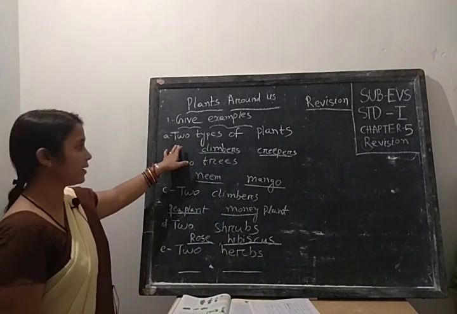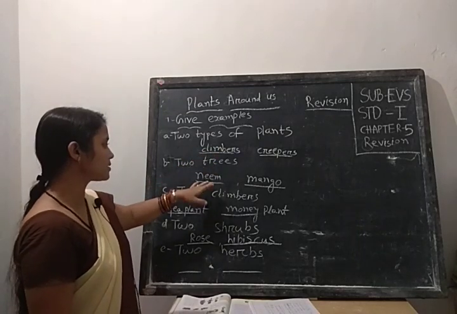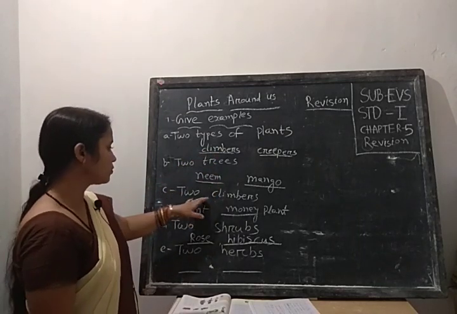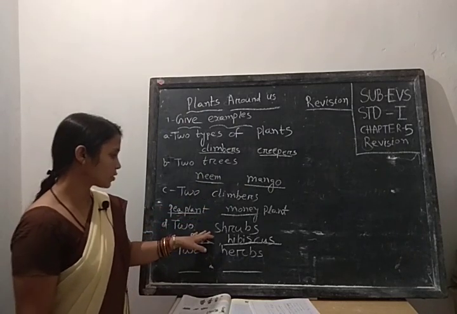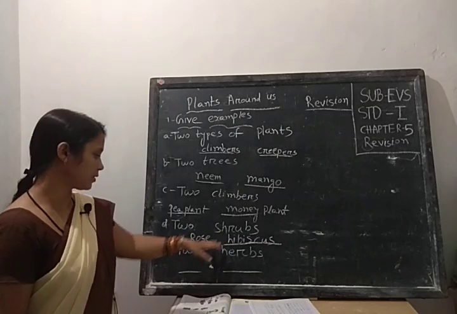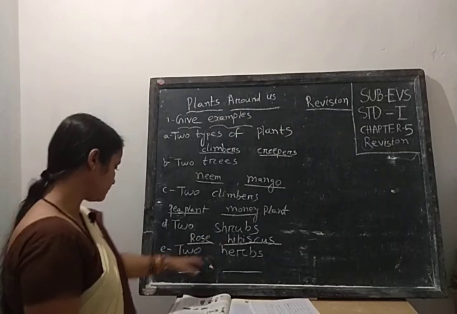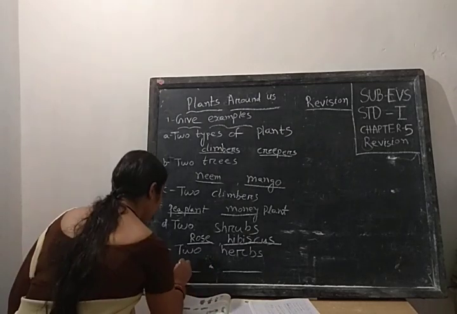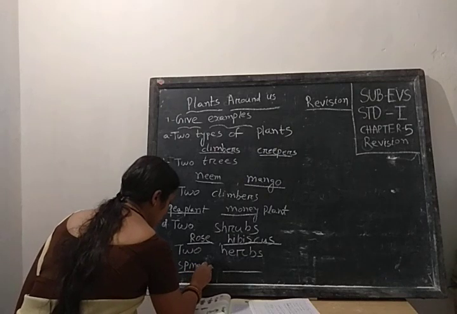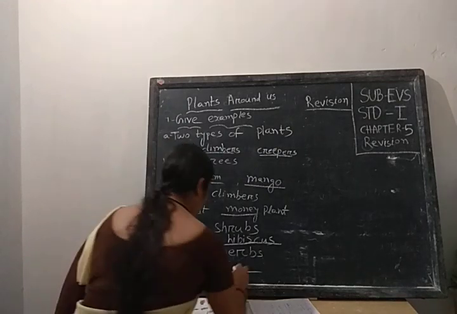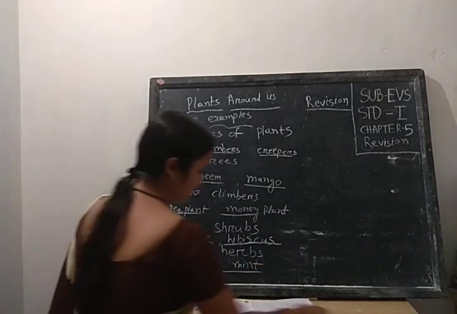Two types of plants: climbers, creepers. Two trees: neem, mango. Two climbers: pea plant, money plant. Two shrubs: rose, hibiscus. Then two herbs: spinach, mint.